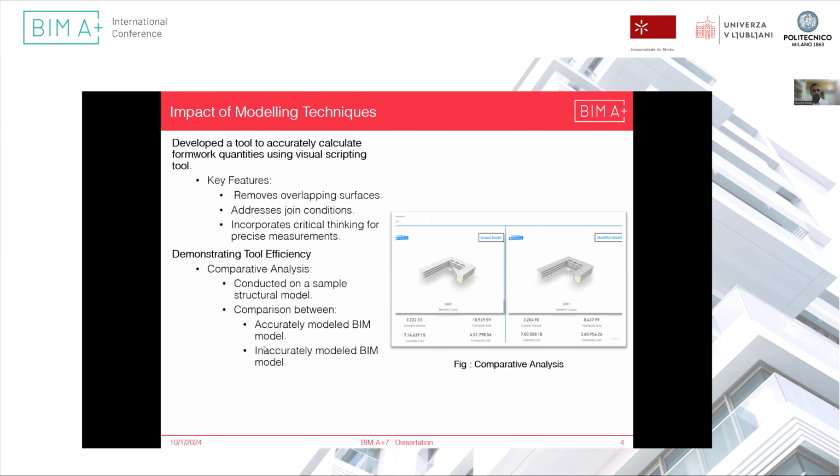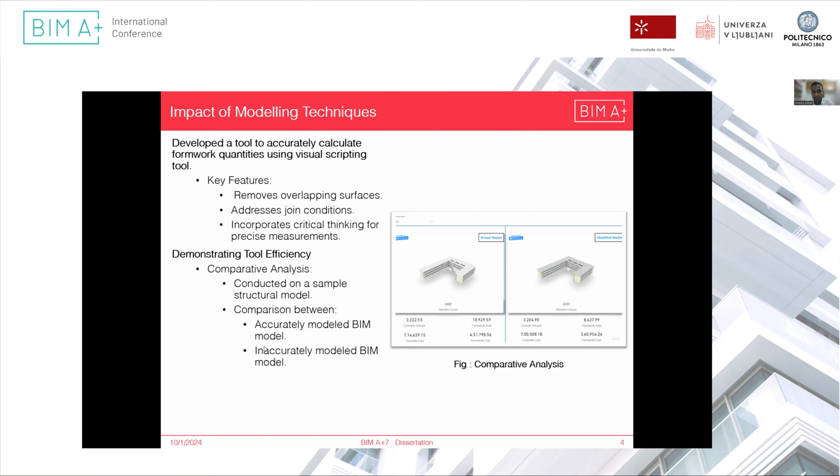So before going further, we did a check on the modeling techniques, on what impact the modeling techniques make on the models during the quantification. So we developed a tool for the calculation of formwork quantities using the visual scripting tool Dynamo. The major task for this tool was to remove the overlapping surfaces and address the joint conditions, taking into consideration the critical thinking aspects.